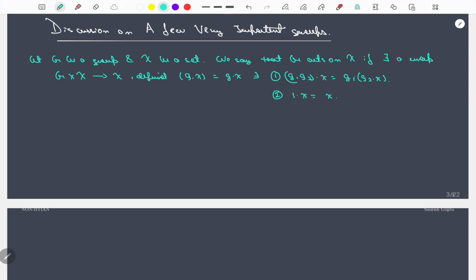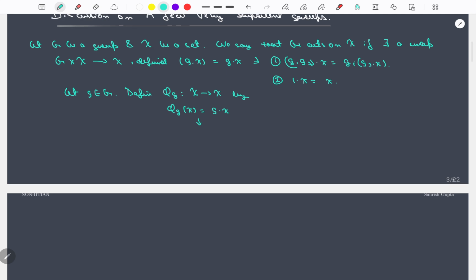Okay. Now, why is this important? So what I can do is that I can transform this into a homomorphism in the following sense. So let G be an element of G, then define phi of G as a map from X to X by phi of G takes an element and maps it to the action of G on X. Okay. Now, what you can typically observe from here is that this actually gives you a correspondence between the elements of the group and the way it acts on the elements of X.